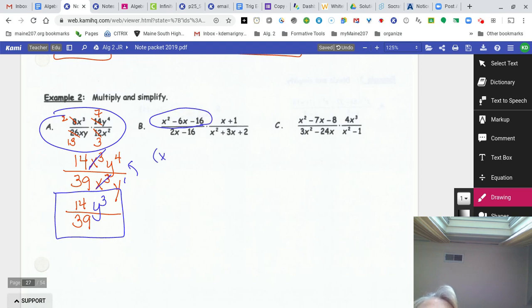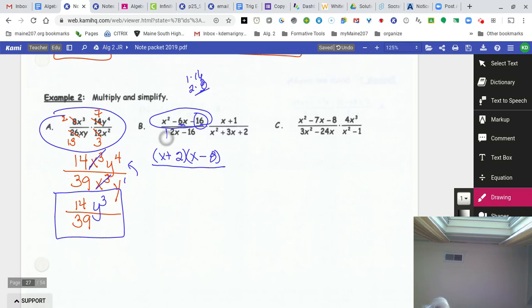This will factor to x and x. My signs are minus, minus, so I need a plus and a minus, and I need a product of 16 that adds up to be 6. It's either 1 and 16, it's 2 and 8, and I see it, so I'm going to stop. I need a negative 6, so I'll do the negative 8 and the positive 2. I'm going to drop to the bottom.